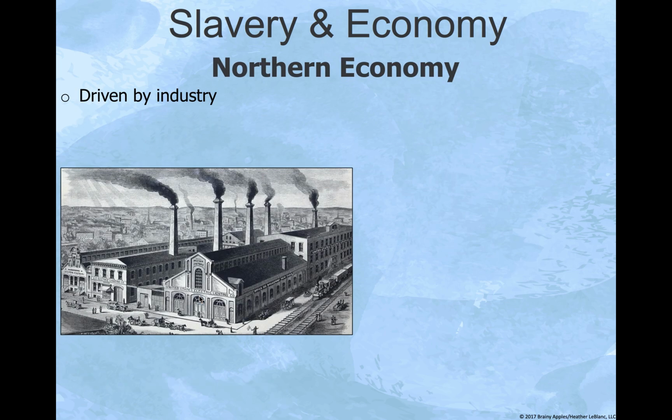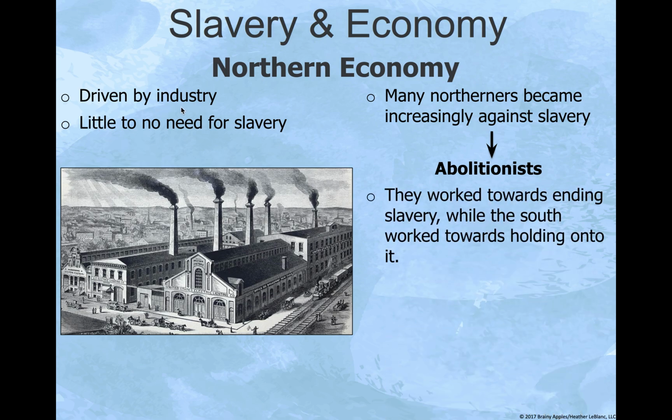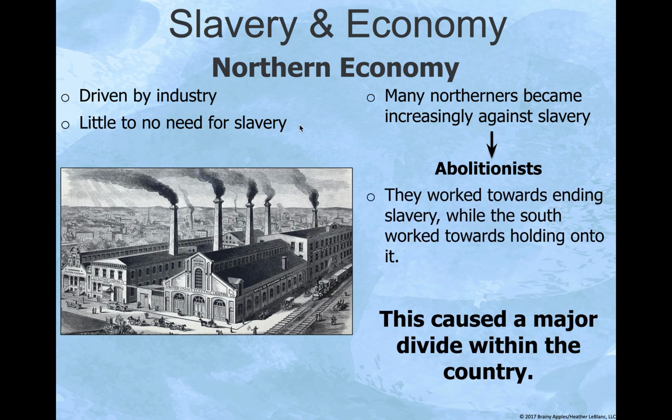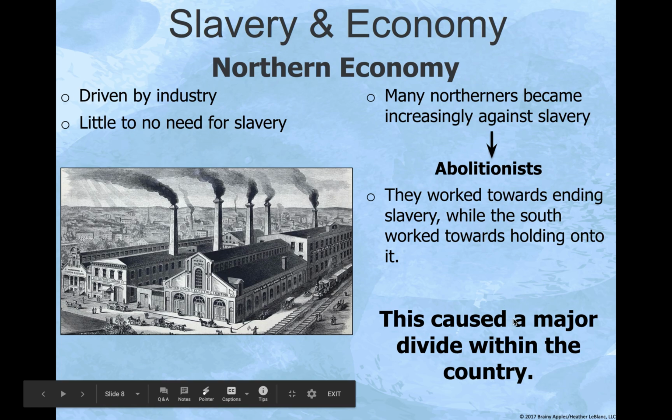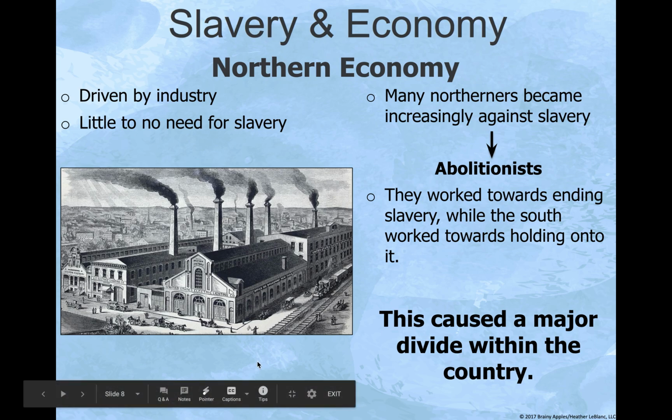Now, the Northern economy was not driven by slavery. They did not need slaves. They were driven by industry, or machines. So they did not need slaves, and many Northerners became increasingly against slavery. Abolitionists are people who are against slavery. They worked towards ending slavery, while the South worked towards holding on to it. So that was beginning to cause a major divide within the country: that disagreement and those opposing views on slavery between the North and the South.